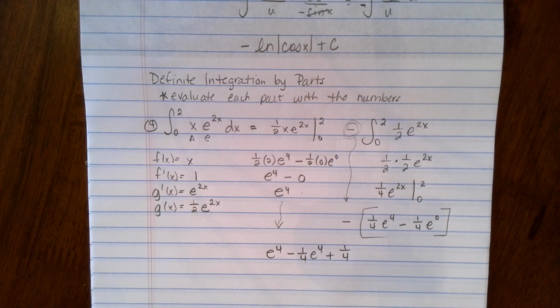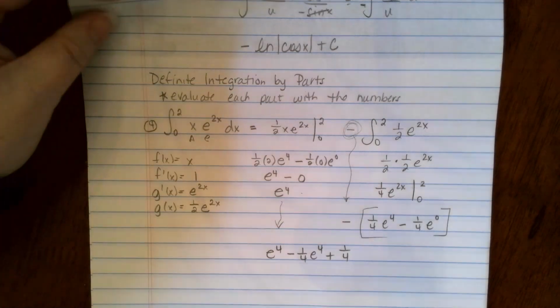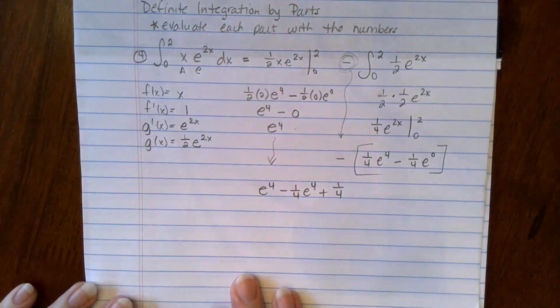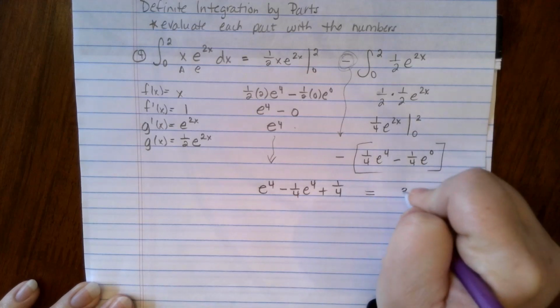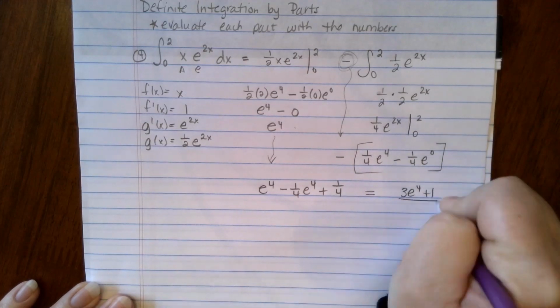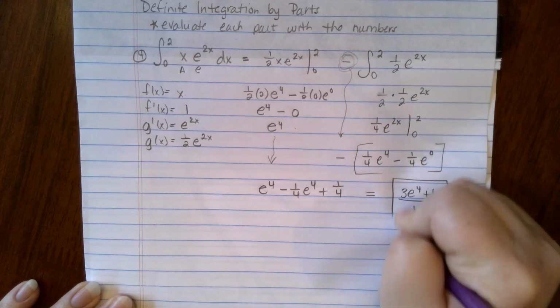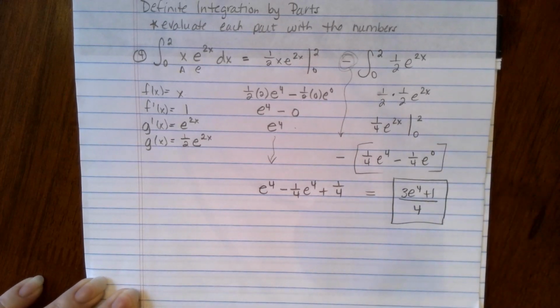Okay? Now, as you know, if this were a free response, you could just leave that answer right there. What I want you to do is hit pause and see if you can make it equal this: 3 e to the 4th plus 1 over 4.